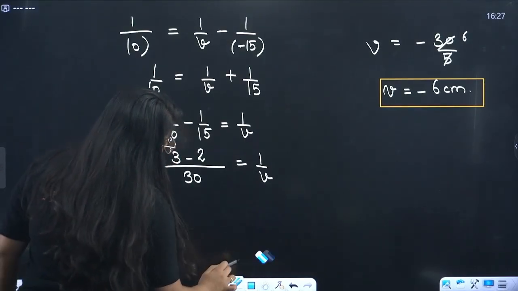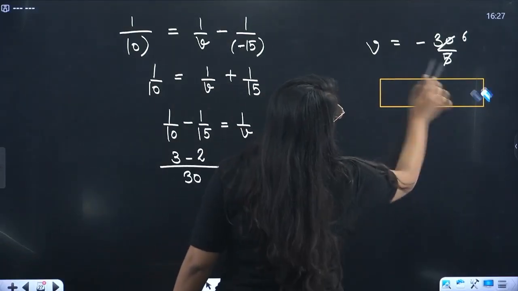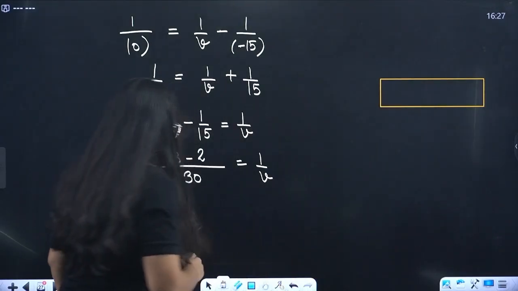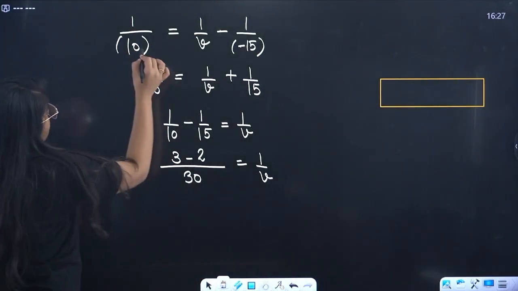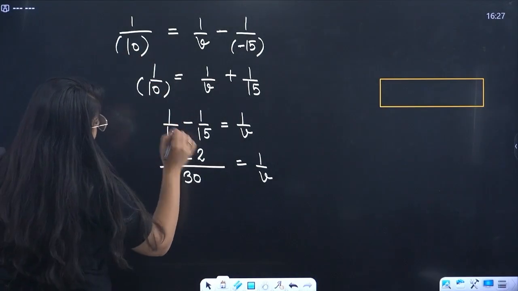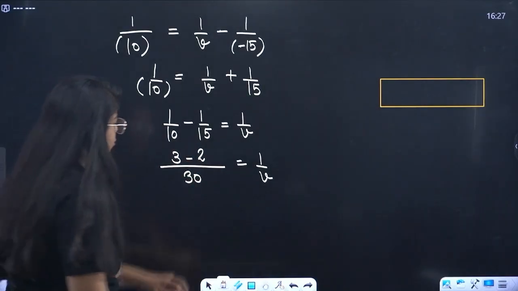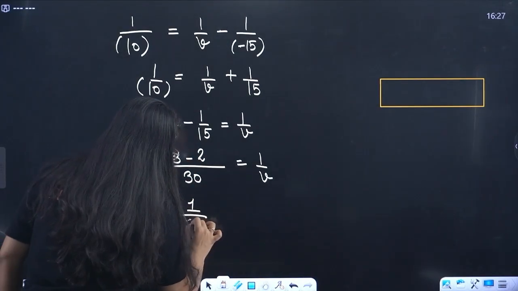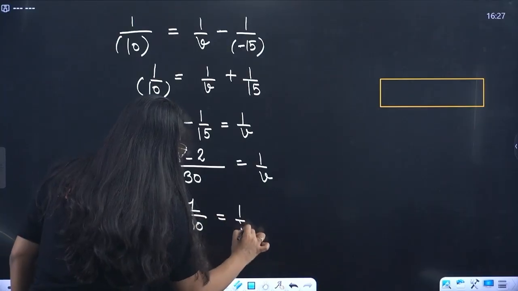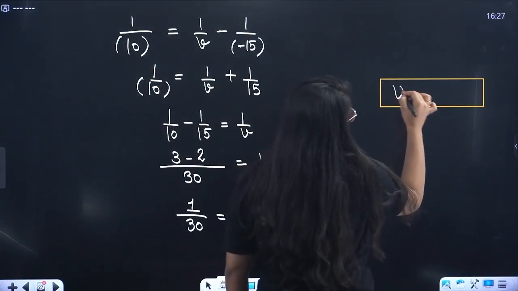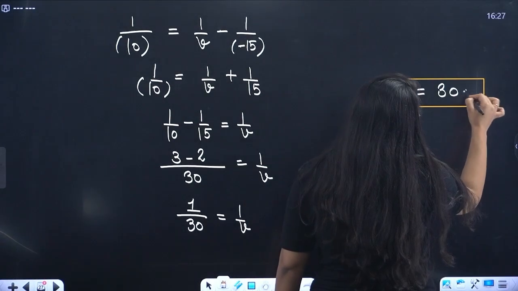Okay, this is gone, this is done. Let's see, the focal length was positive, plus 10, and there will be no negative sign, only a positive sign. So 3 minus 2 will be 1 divided by 30 equals 1 by V. So V, beta, is simply 30 centimeter.